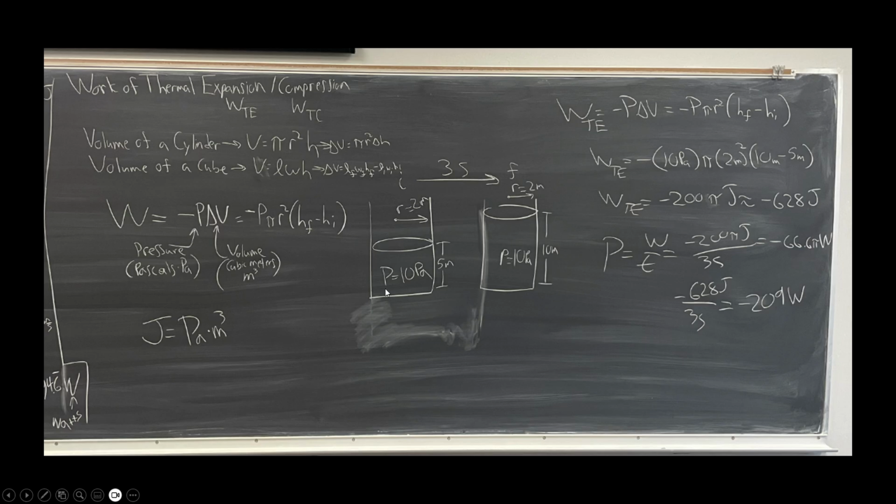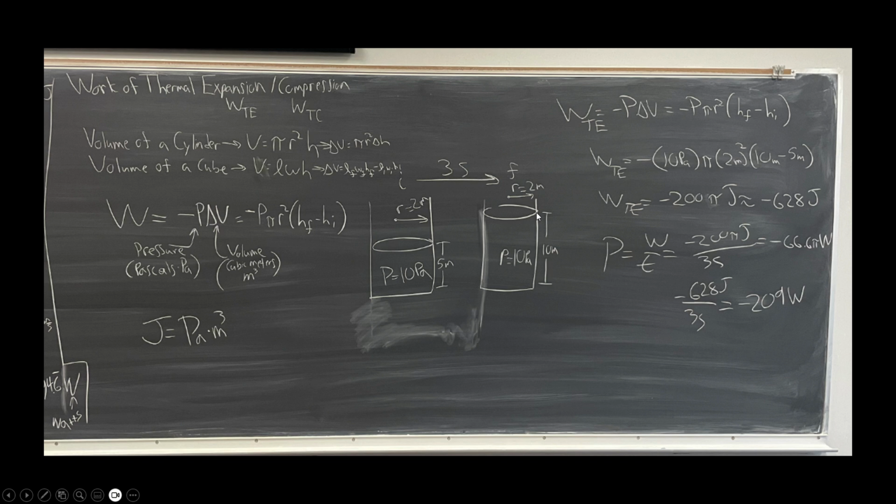Let's say we have a cylinder or a piston with a pressure of 10 pascals, a radius of 2 meters, and an initial height of 5 meters. After its initial position, a transition over 3 seconds to the final position, we have pressure still 10 pascals, the radius still 2 meters, but the height increased by 10 meters. Well, let's look at this. We have an expansion, so we're going to use WTE.